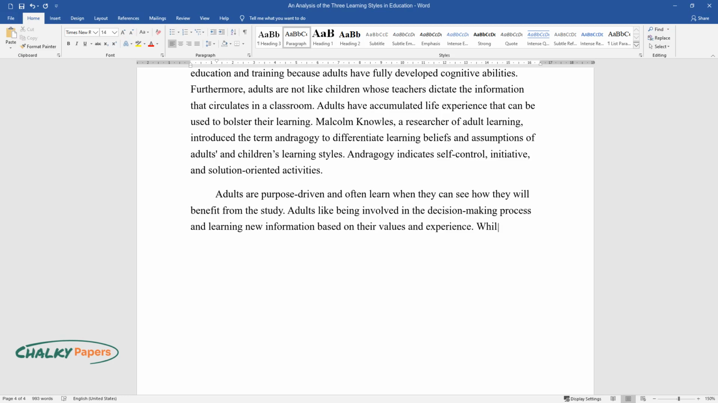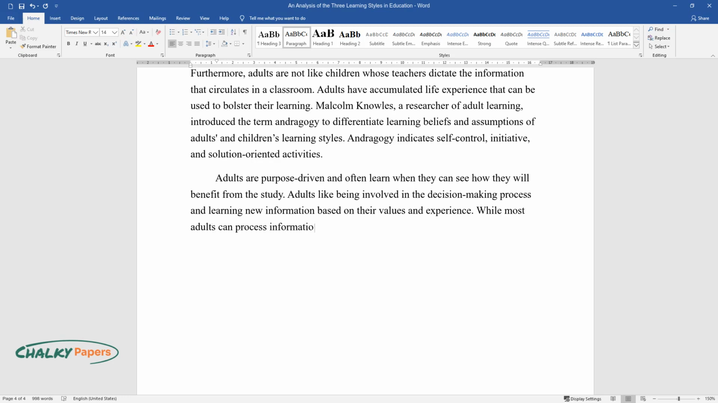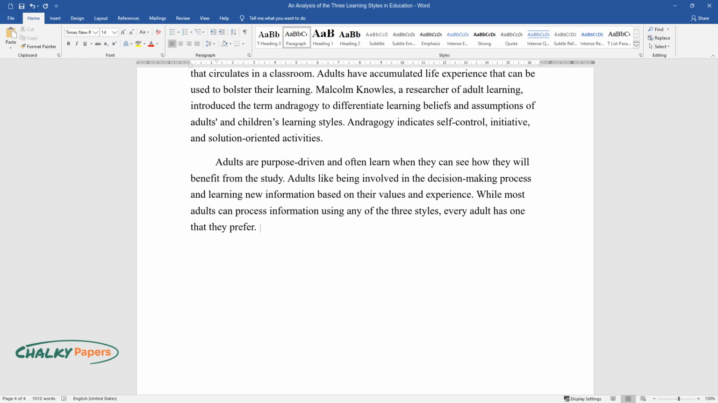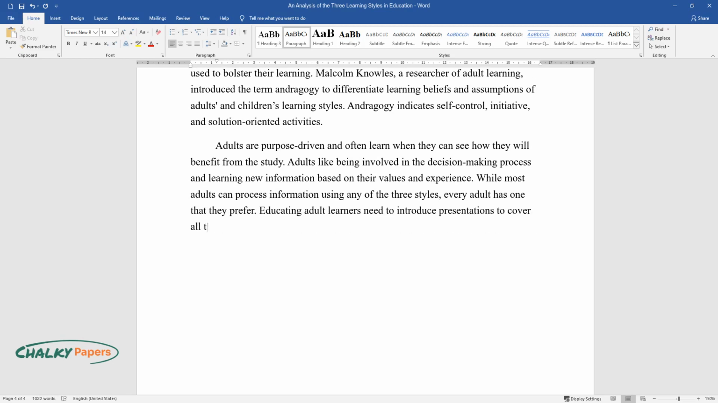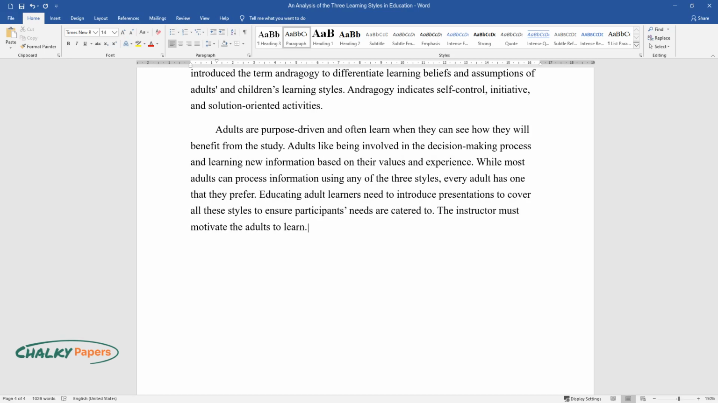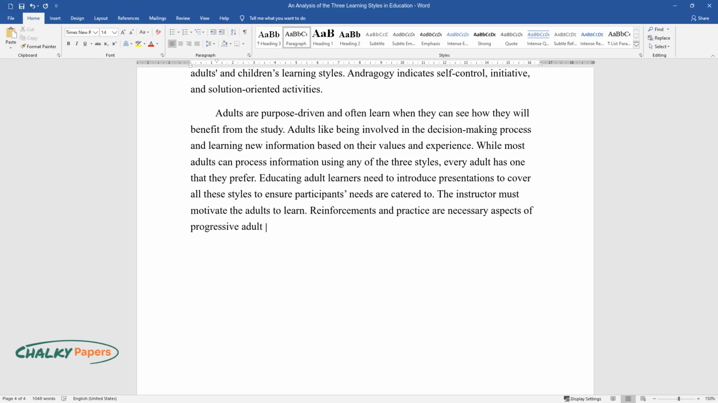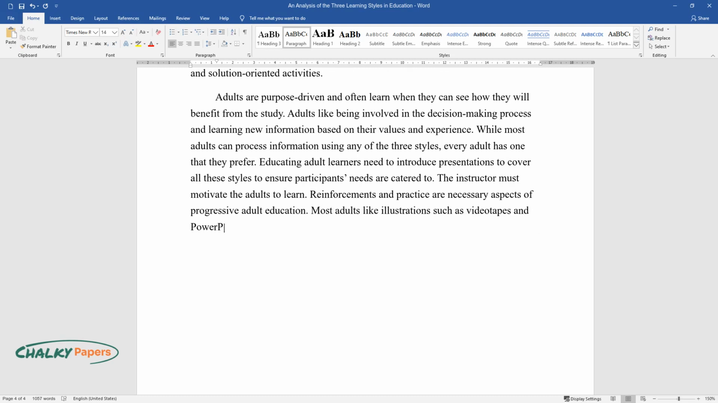While most adults can process information using any of the three styles, every adult has one that they prefer. Educating adult learners need to introduce presentations to cover all these styles to ensure participants' needs are catered to. The instructor must motivate the adults to learn. Reinforcements and practice are necessary aspects of progressive adult education. Most adults like illustrations such as videotapes and PowerPoint presentations that relate to their life or skill.